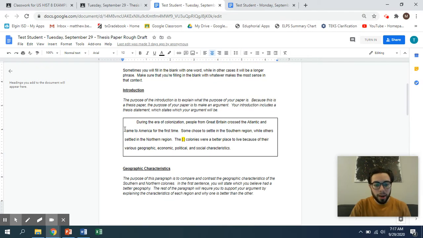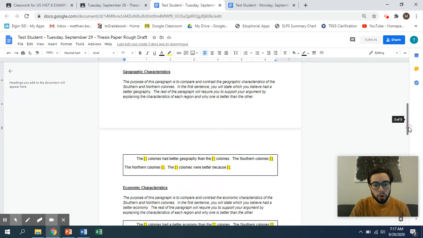But we can see that I already wrote, during the era of colonization, people from Great Britain crossed the Atlantic and came to America for the first time. Some chose to settle in the southern region, while others settled in the northern region. The blank colonies were a better place to live because of their various geographic, economic, political, and social characteristics. So all you have to do in this introduction is just pick either the southern or the northern colonies. And that's what you're typing in here, okay? And that's really it for the introduction, right?